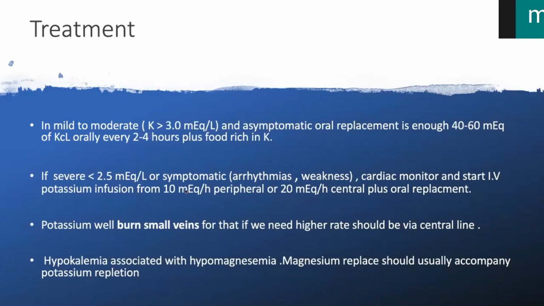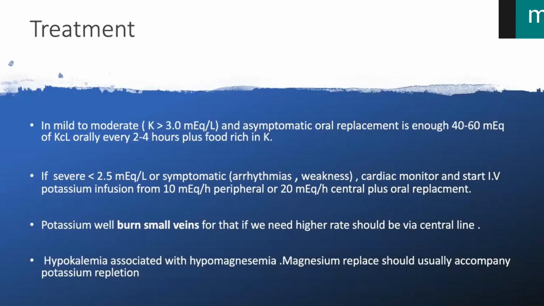So what is behind the 10 milliequivalents in a peripheral line? There are some references that go up to 20 milliequivalents if you have a big peripheral vein like the antecubital, but most hospital policies go with 10 milliequivalents per hour in the peripheral line. So go with the safest option, or 20 milliequivalents through the central line. Why? Because potassium infusion will burn small veins if it's concentrated and fast. So this is to protect from the local complications of the potassium infusion.